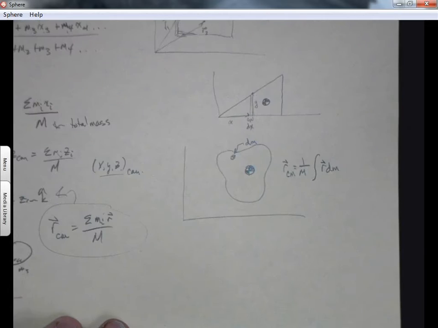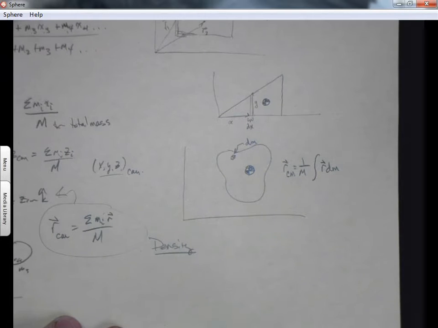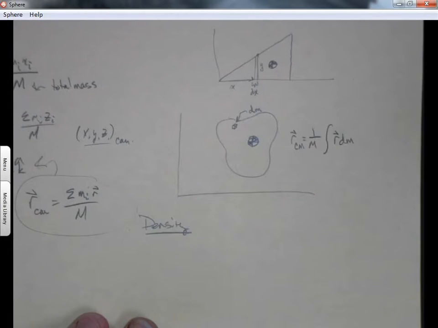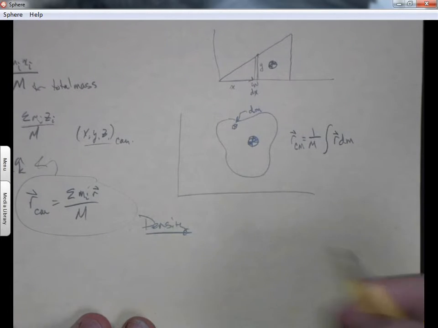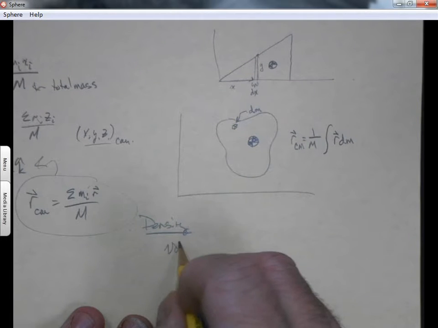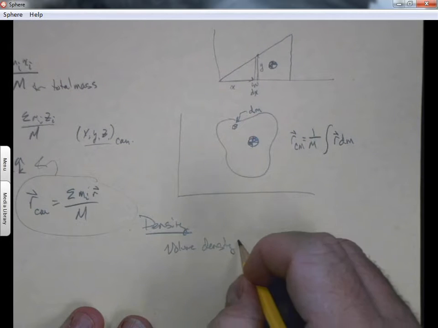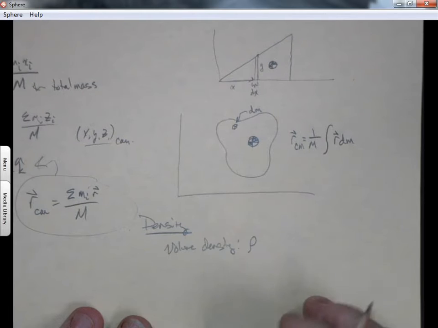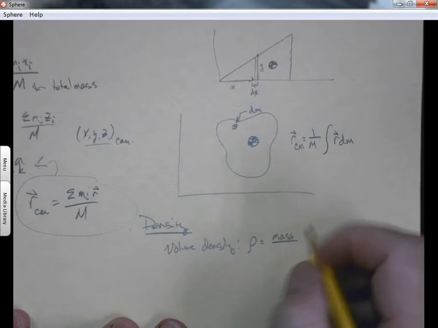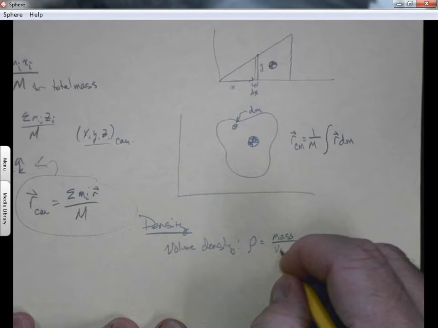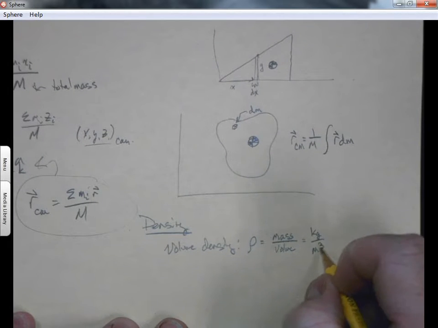So, let's get it a little bit closer. Okay, density then, we have three different kinds. The one we're most familiar with, you get it in chemistry all the time, is our volume density. Our volume density is given by the Greek letter rho, and this is equal to our mass divided by our volume. Okay, and this is going to give us units of kilograms per meter cubed.